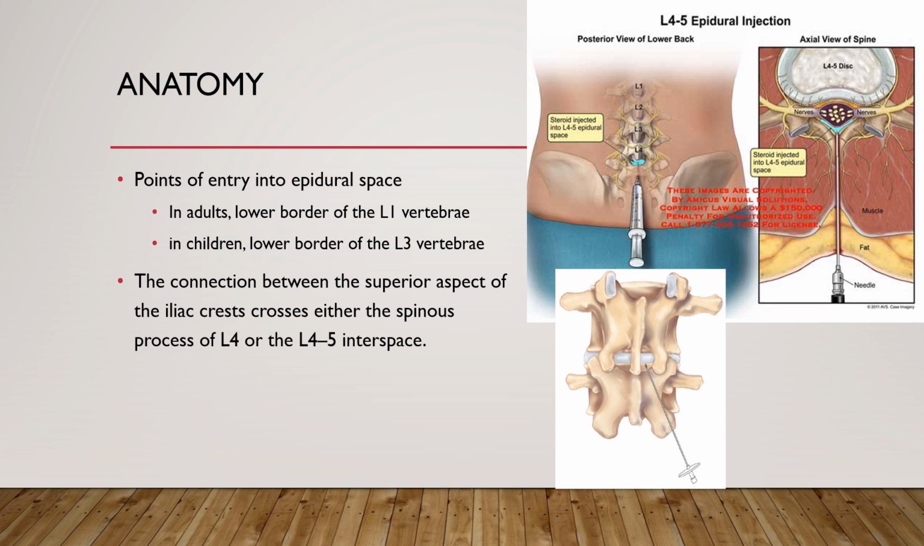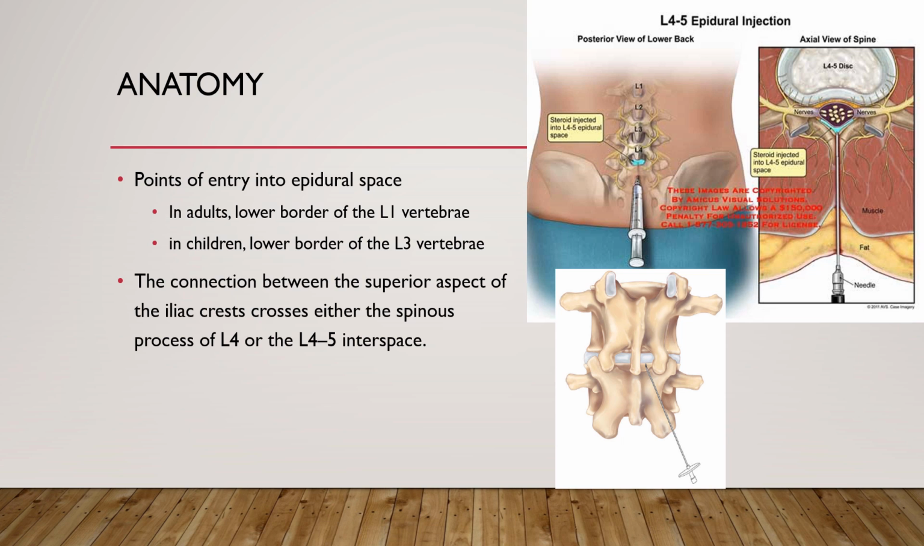The safest point of entry into the epidural space is below where the spinal cord ends, because of possible spinal cord injury if we go too deep with our needle. In adults, that means below the lower border of L1, and in kids, below the lower border of L3. In reality, we typically do spinal injection at the L3-4 interspace or the L4-5 interspace in most cases, because L4-5 especially is the easiest place to do it.